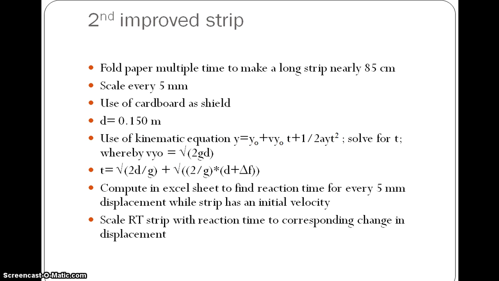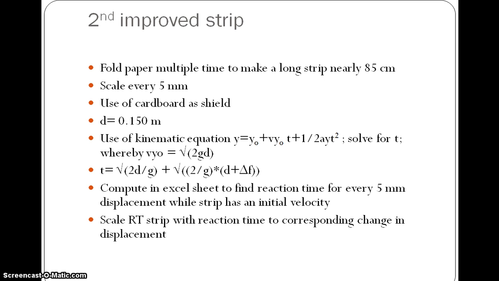Now for the second improved reaction strip, we use the paper that the professor gave us, and we fold it into a long strip which is about 85 centimeter long. Again, we scale it every 5 millimeter, but for this reaction strip we will use a cardboard shield to hide the reaction strip from the subject, and when it falls down it will already have an initial velocity, and the subjects will only see the reaction strip when it passes past the cardboard.